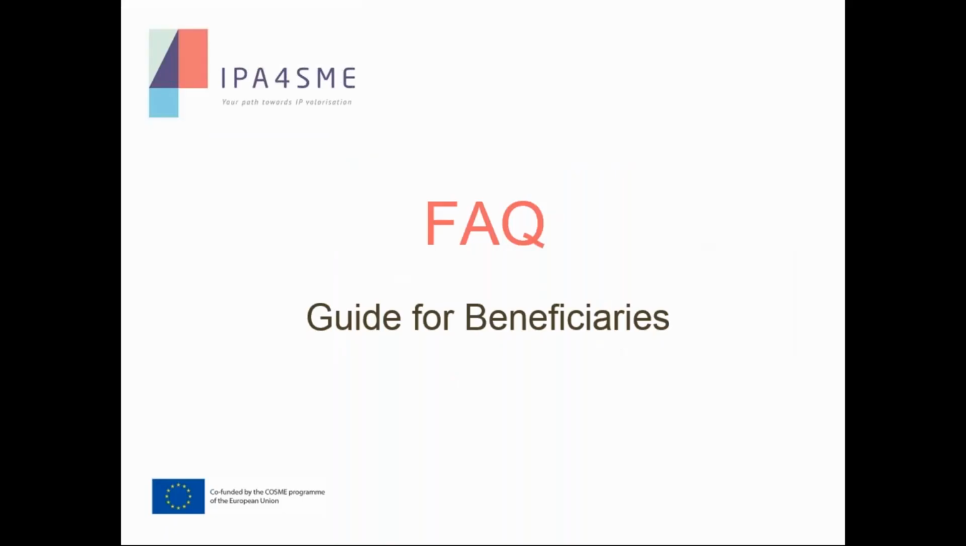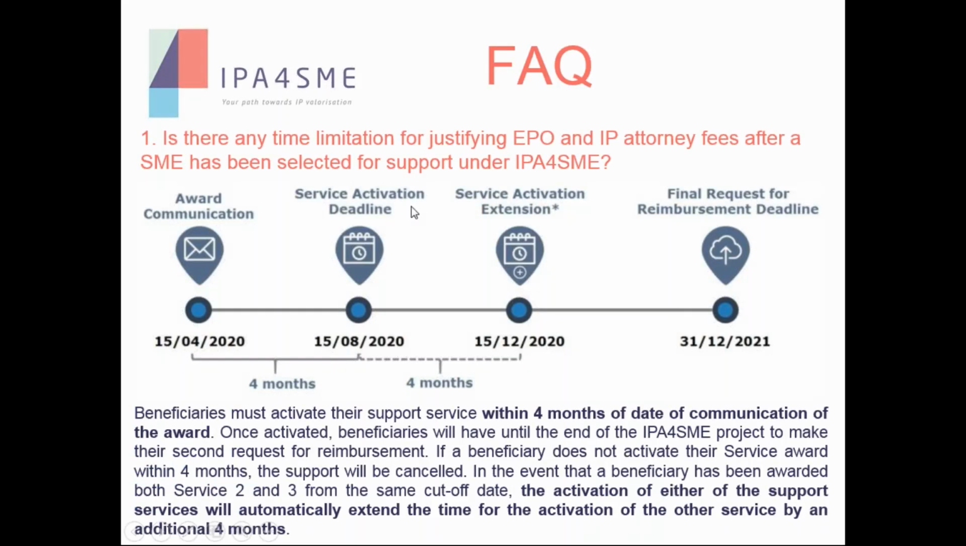Regarding the frequently asked questions, I think it could be useful for all beneficiaries to follow this presentation in order to understand better how the process works. As I said before, there is a specific time frame that all the beneficiaries have to follow in order to activate the service. I'm sorry if I am repetitive, but if a beneficiary has been awarded service 2 and 3 or service 1, this doesn't mean that the service is activated. The service must be activated by providing us valid documentation, which means invoices and corresponding proof of payment, and the beneficiary has to upload this documentation within 4 months of the date of communication of the award.